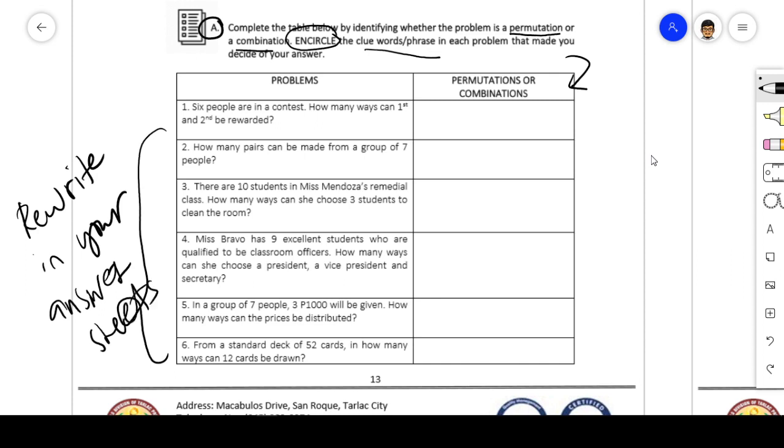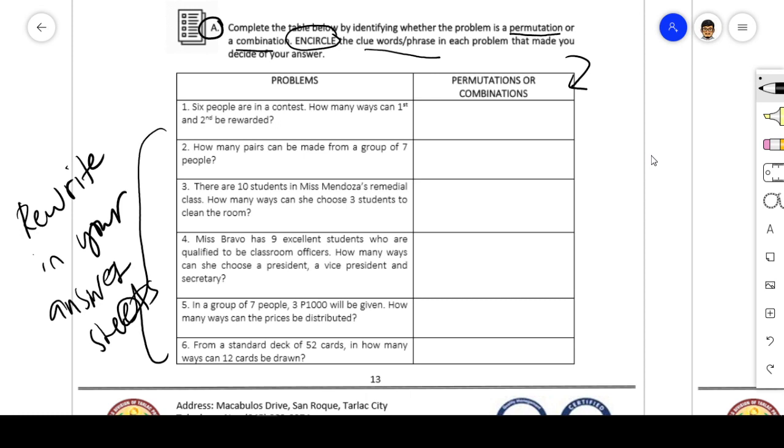Okay. Now, let me do number 1 and then you will do the rest. Okay. For number 1, 6 people are in a contest. How many ways can first and second be rewarded? Again, 6 people are in a contest. How many ways can first and second be rewarded?